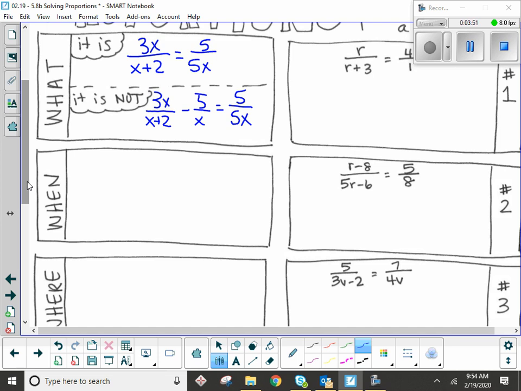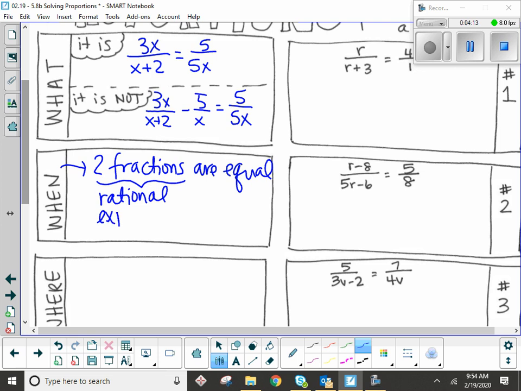Okay. So when does this happen? This happens when 2 fractions are equal. That's what a proportion is. And the kind of fractions we're dealing with specifically are rational expressions, where there are variables in the denominator. So this method is when you have 2 fractions that are equal with no adding or subtracting any other fractions anywhere.